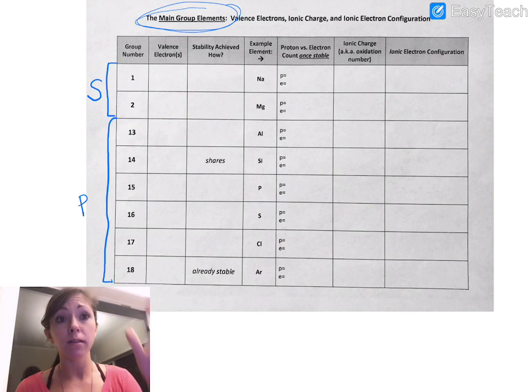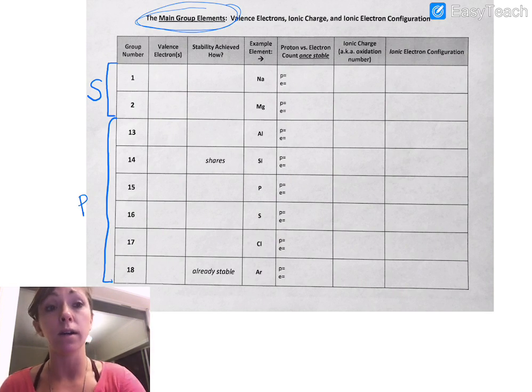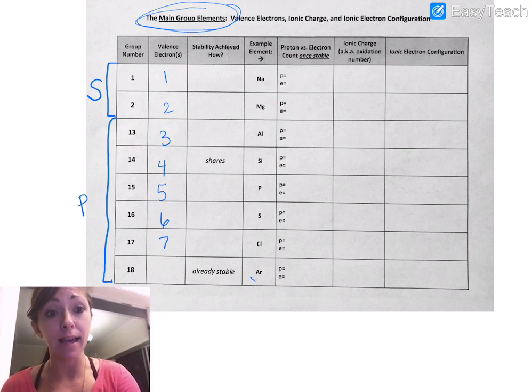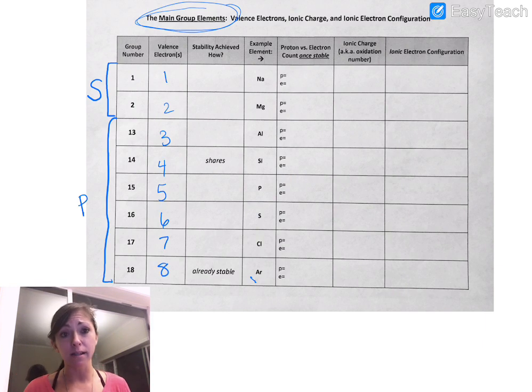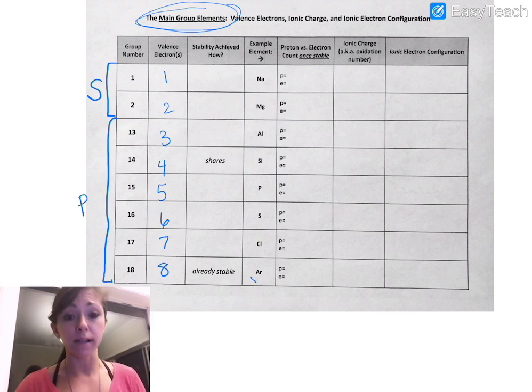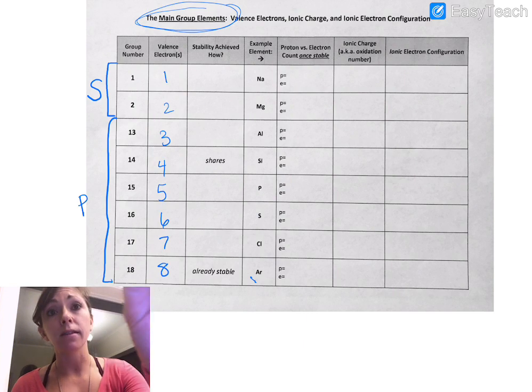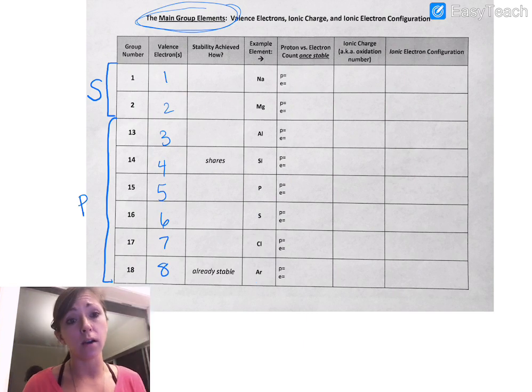So when we've talked about the valence electron count already, it goes 1, 2, 3, 4, 5, 6, 7, 8, all right? So we skip the D sublevel block. Group 1 has 1 valence electron, group 2 has 2, group 13 has 3, so forth and so on, okay? At this point, these are things you should know.